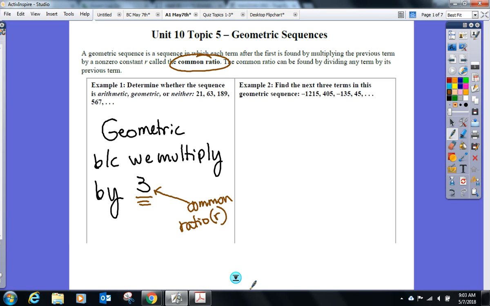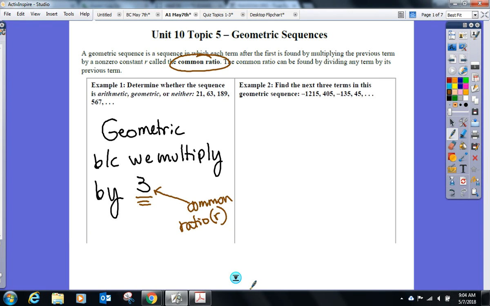Example 2. I'm telling you it's geometric. Find the next 3 terms. Hey, guys, I don't blame you. You look at that, I have no idea what to multiply by. But I gave you a little trick. Everyone take a term right now. Divide it by the previous one. Find out what you're multiplying by. And sometimes it's a fraction.